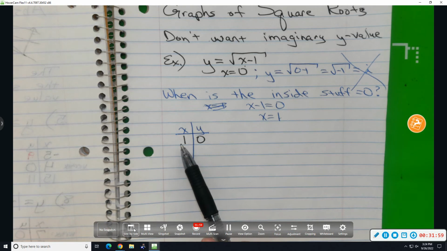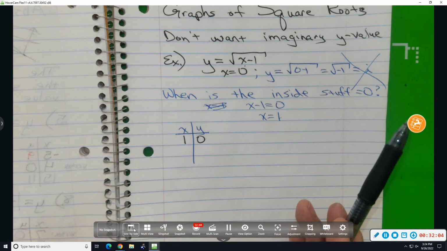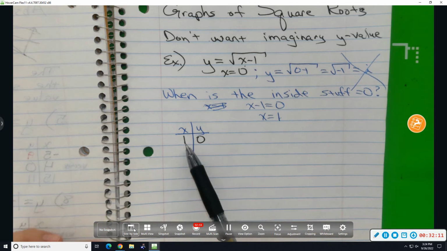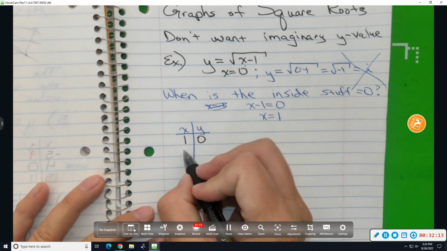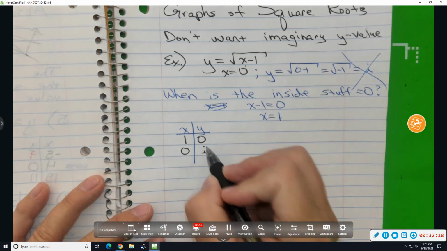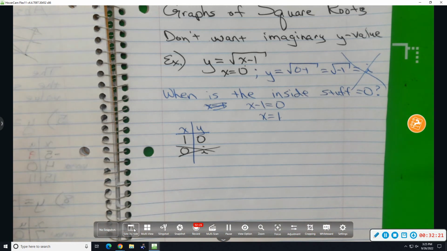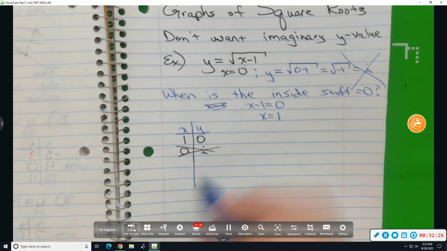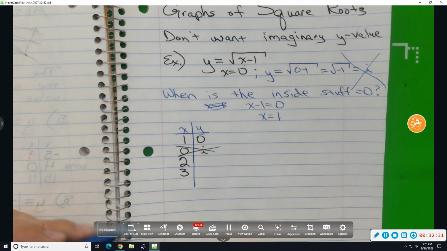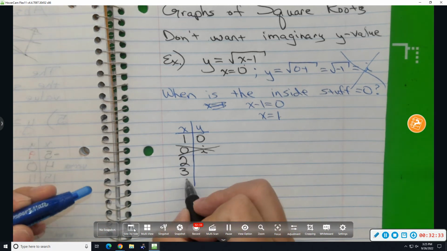Now, on one side of 1 on the x-axis, you're going to get imaginary numbers, and on the other side, you're going to get real numbers. So with that in mind, what side should we go? We've already said if we tried to plug in 0, what's going to happen? It's imaginary. So we don't want to go to the left of 1. So why don't we plug in numbers like 2 and 3 and maybe 5.